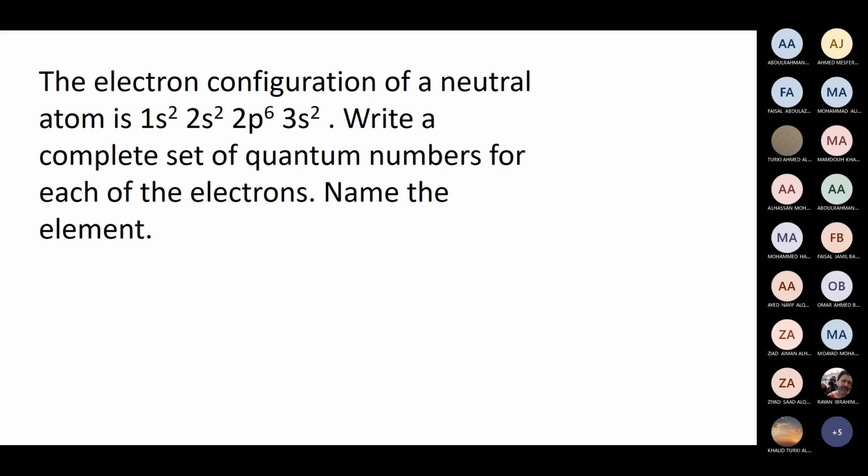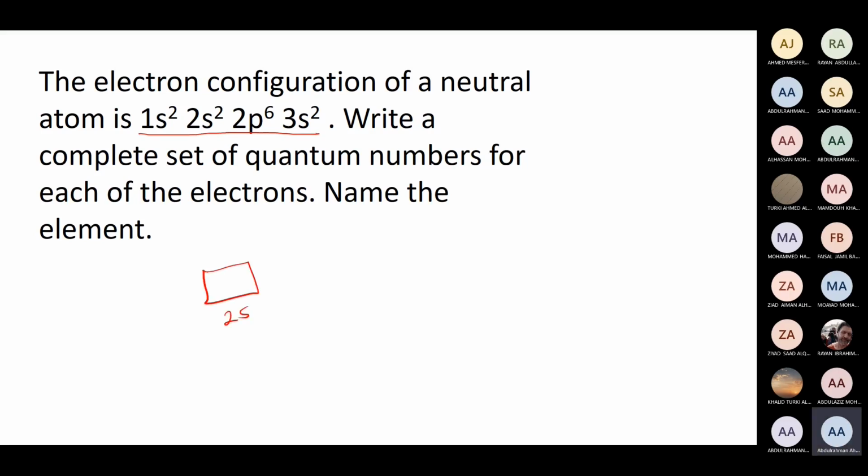Okay, if we have this electronic structure, what's this element? Magnesium. Right. I want to write all the quantum numbers for an electron. I'll take one electron in 2s, for example. I have two electrons in 2s. I will take this electron, not this electron. What are the 4 quantum numbers?